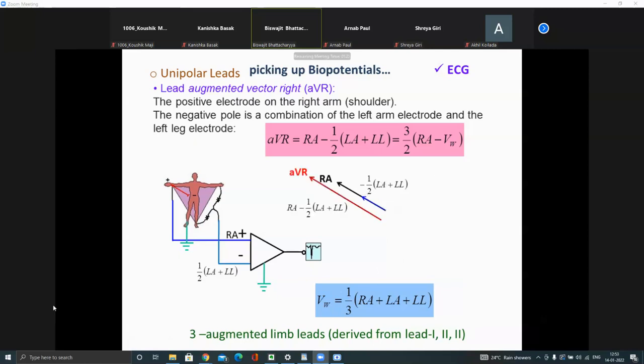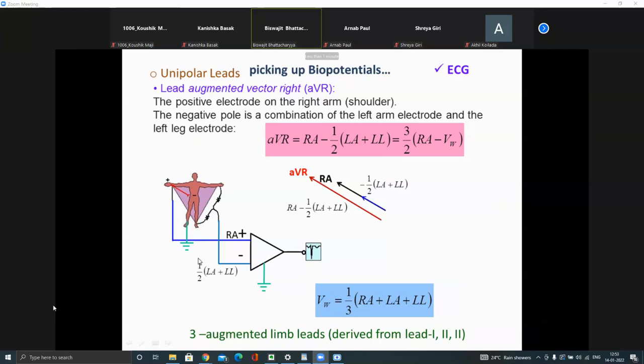It will be 50% higher. That is 3 by 2 into VRA minus VW. VRA minus VW is that one. Okay, 50% higher. So the direction of the voltage is coming towards the upper right corner. That is the direction of the voltage vector generated by the heart.